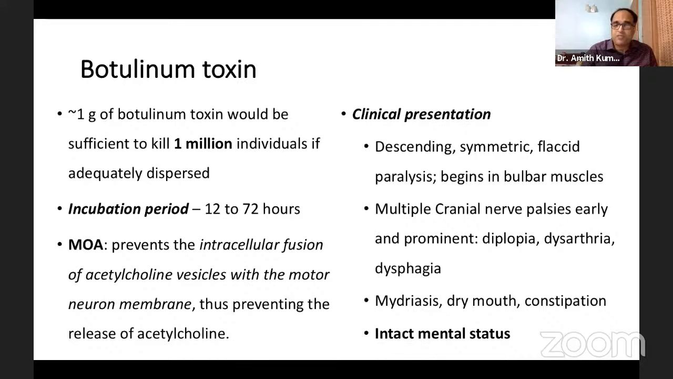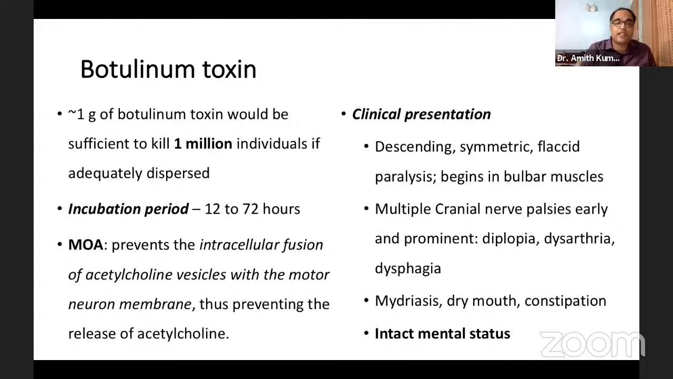The clinical presentation is a descending symmetric flaccid paralysis, which begins in the bulbar muscles and presents with multiple cranial palsies early and prominent, with resulting symptoms of diplopia, dysarthria, and dysphagia. There can be mydriasis, dry mouth, and constipation, and usually they tend to have no CNS symptoms or have an intact mental status.